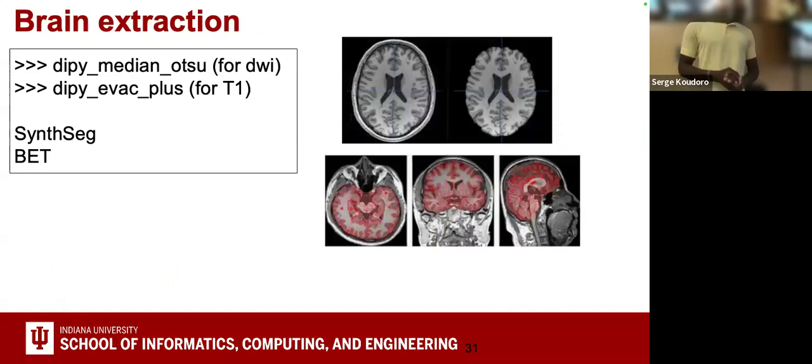Brain extraction. So here, we try to remove the skull of the brain. There are many methods for that. In DiPy, I will highlight only two methods that we have. There's median Otsu, which works well on the DWI. So this method uses a median filter to smooth your data. And then you use the Otsu method.